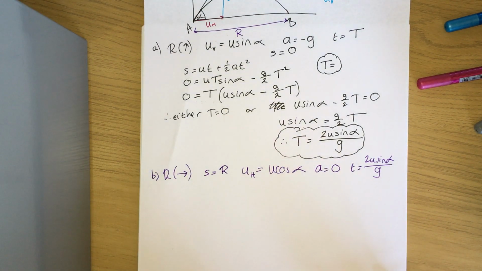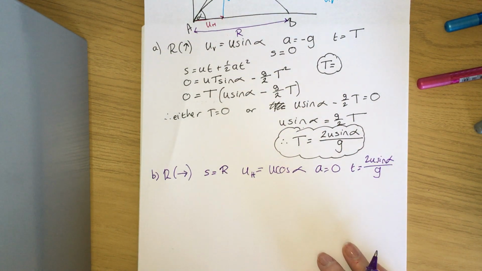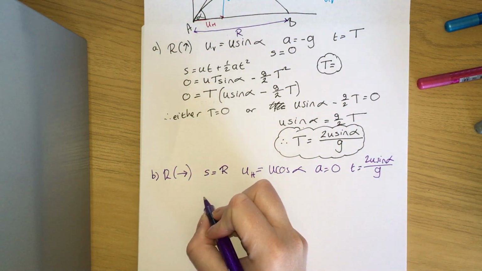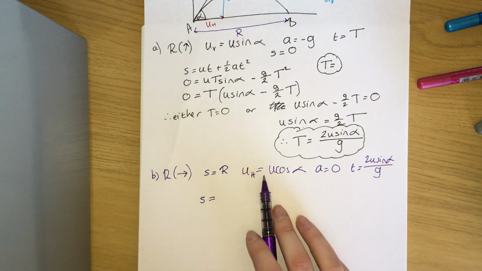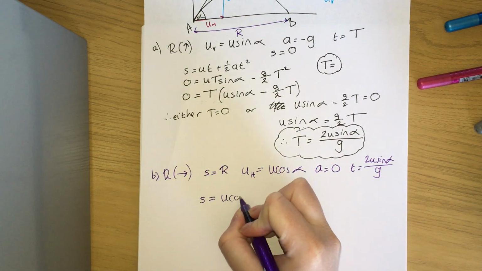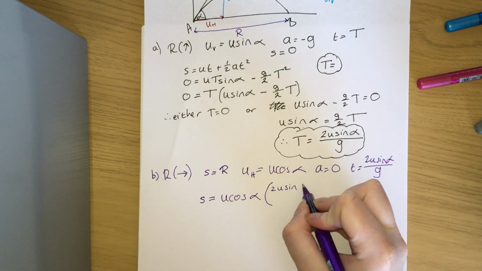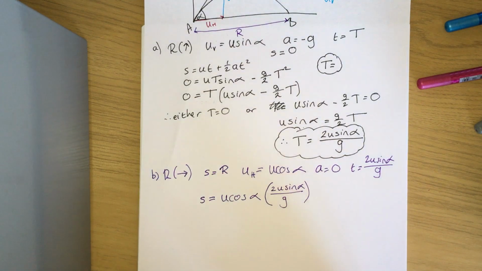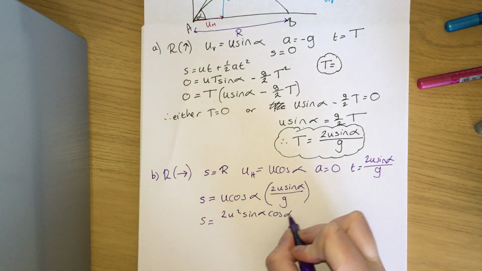Anyway, right, so s, u and t, so s equals ut plus half at squared. Because we're talking horizontally, we don't need the plus half at squared. So we've just got velocity times by time. So we've got u cos alpha multiplied by 2u sine alpha over g. So we're going to tidy this up. So 2u squared sine alpha cos alpha over g.